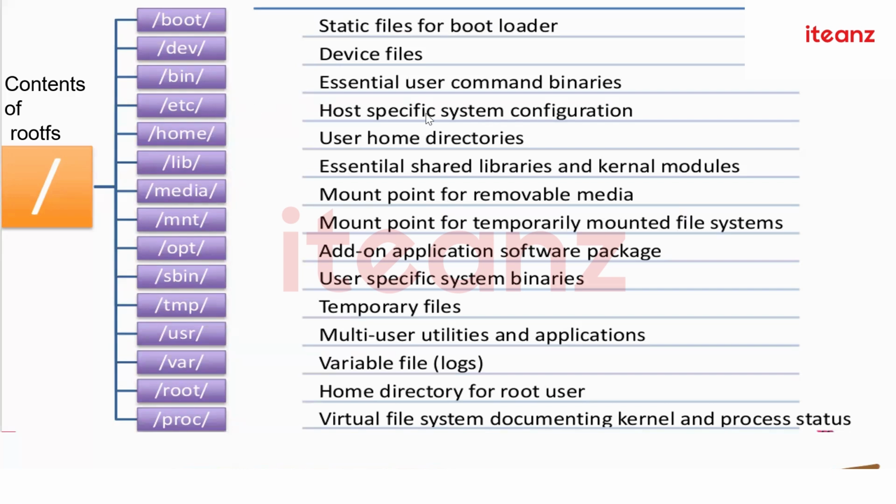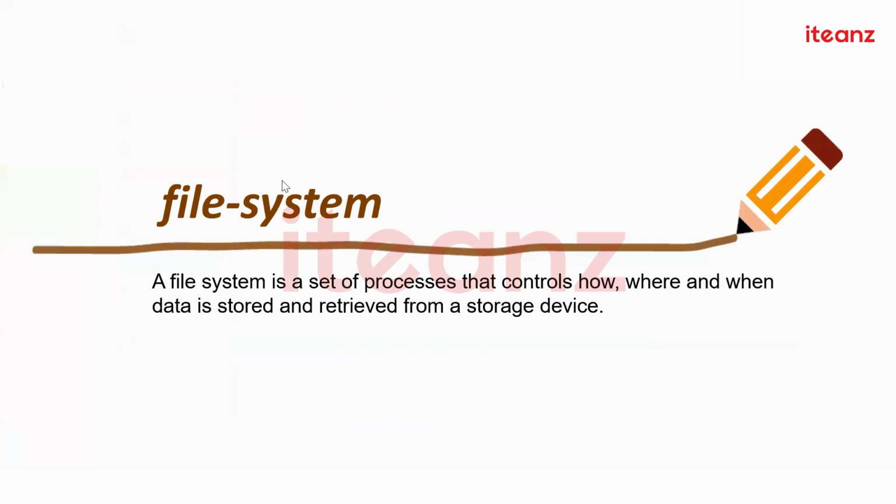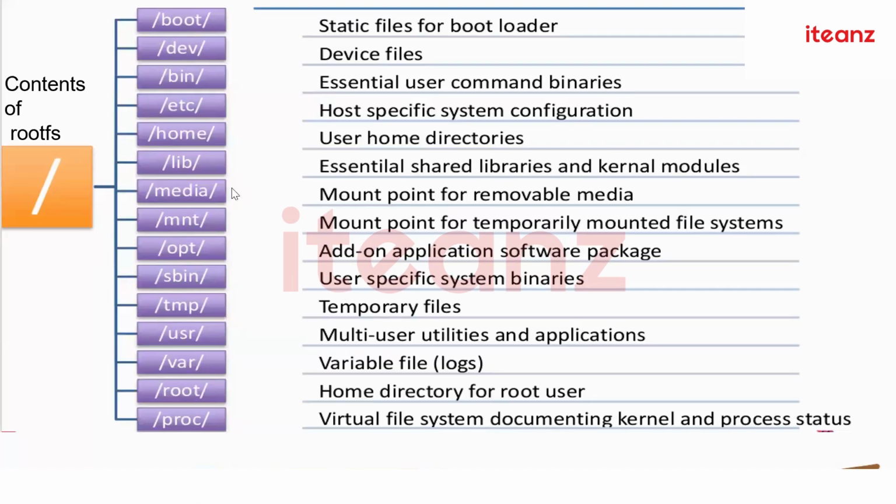For example, etc holds system configuration. Bin has user binaries. You know this part, or shall I explain one by one? You can explain this one by one. I have seen these directories, but I don't know the purpose of them. Right, every directory has a purpose. That's why I'm explaining with this slide. Now when you know this, you will be able to use it in a more efficient manner.